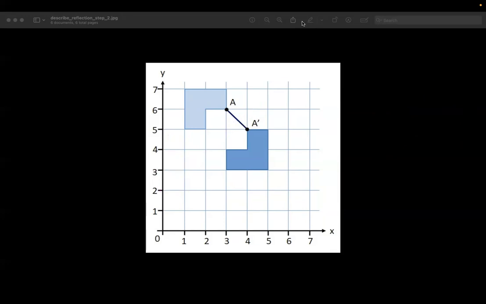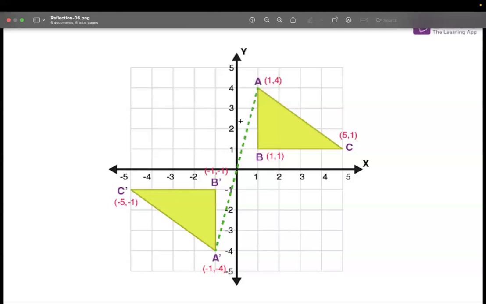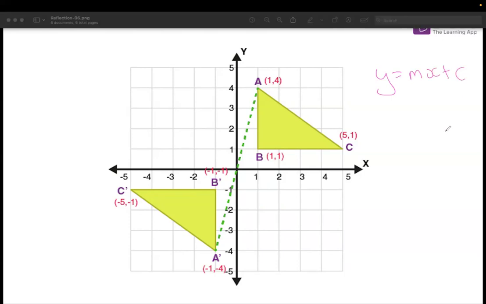All right, let's do something that's not quite as simple. Let's look at this one. Okay, so this time they've drawn in the line, right? That's my reflection line. So if y equals mx plus c, what's c? It's 0, right? It's going through the origin. What is the slope of this?